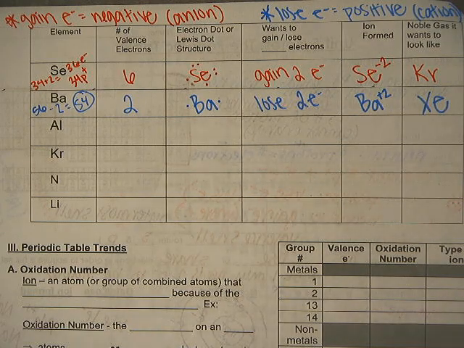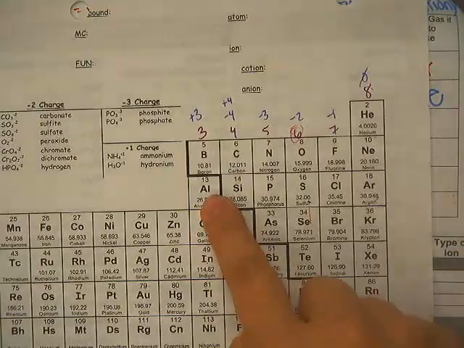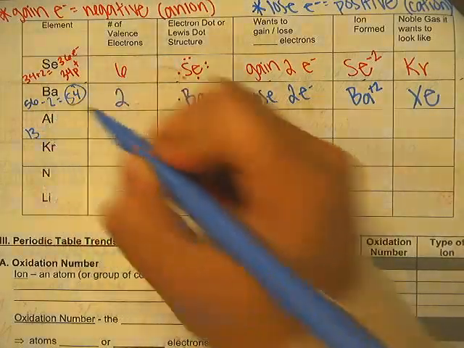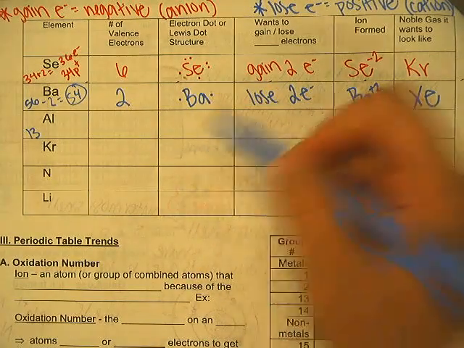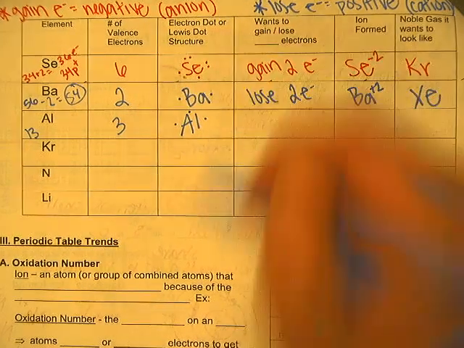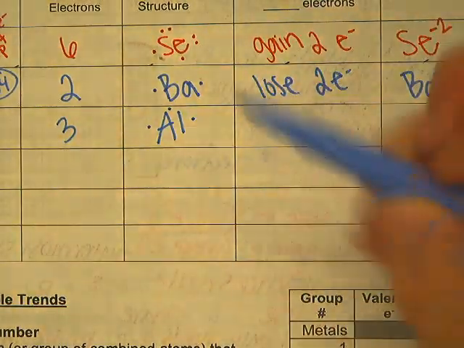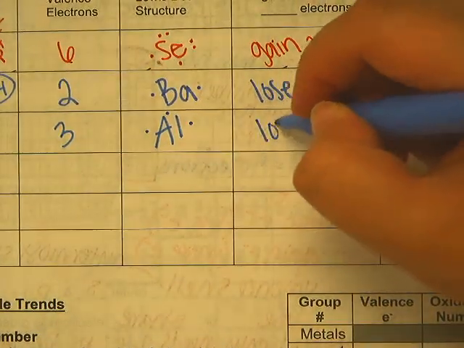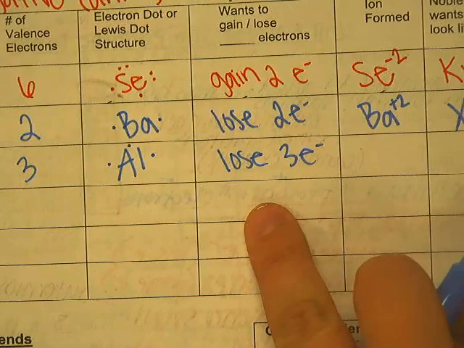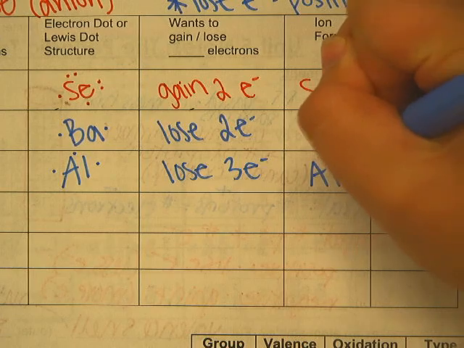Alright, if we are back on page 2, aluminum is atomic number 13. So that means it has 13 protons and normally 13 electrons. The number of valence electrons according to my periodic table is 3. So its Lewis dot structure would look like this with 1, 2, 3 electrons on different sides of it. In order to become stable, it wants to lose all 3 of those electrons. When it loses 3, it's going to have a positive ion. So it's going to be Al with a plus 3 charge.